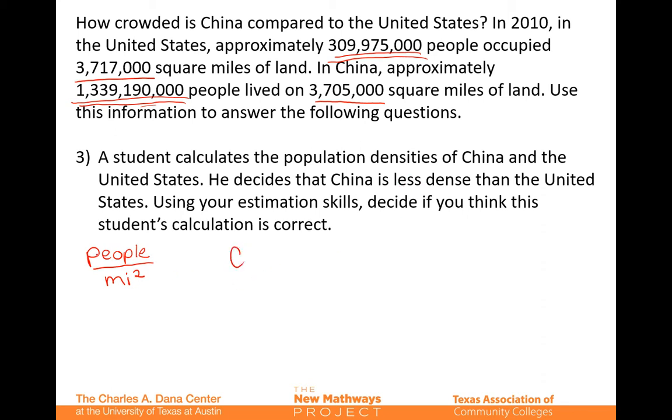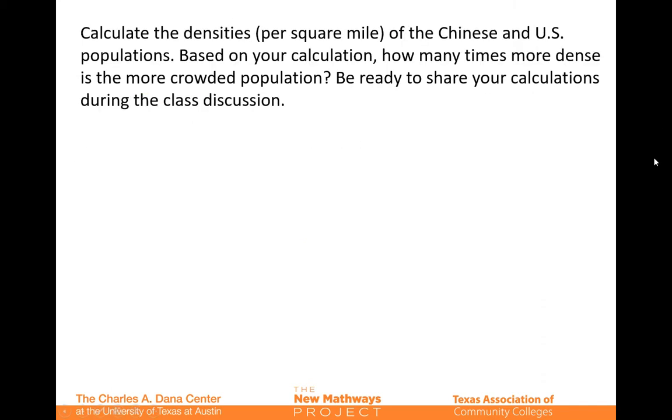If we look at the number of people divided by area, China is more dense. Now we haven't actually calculated the numbers, but we'll do that on the next page. It says calculate the densities per square mile of the Chinese and US population.